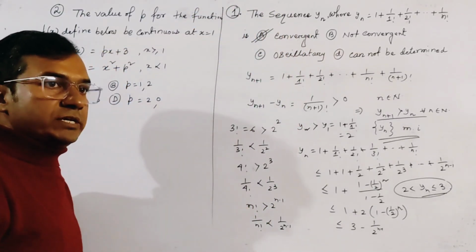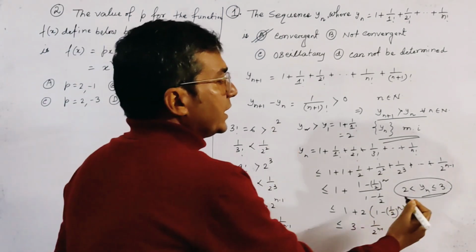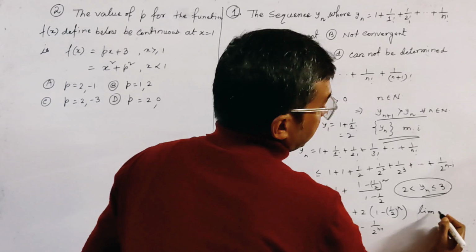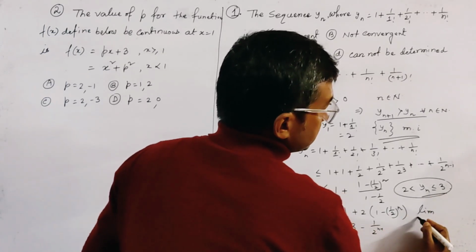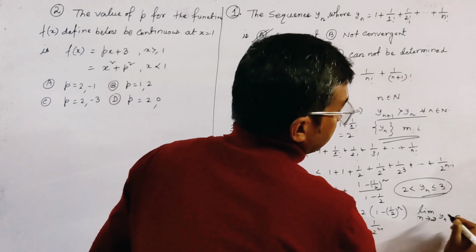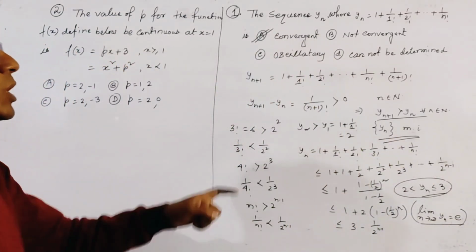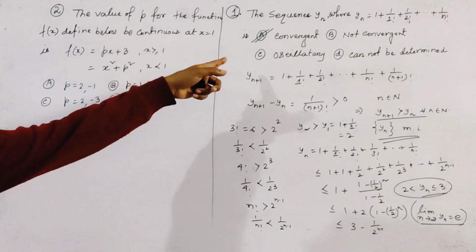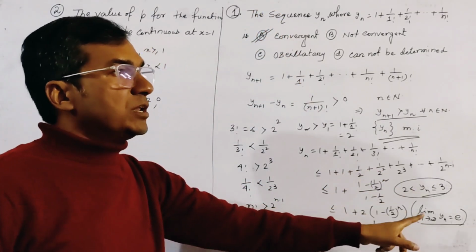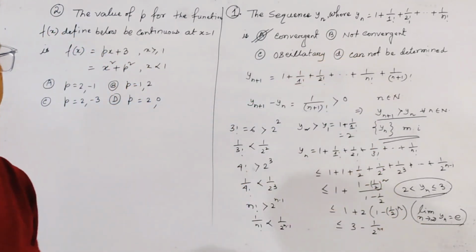This is convergent. In fact, we know that the limit of this sequence lies between 2 and 3, and this is a very popular limit. The limit as n tends to infinity of yn is taken to be e. We all know this result. So our correct option is convergent. We also add here an additional piece of information: the limiting value of this sequence is e.